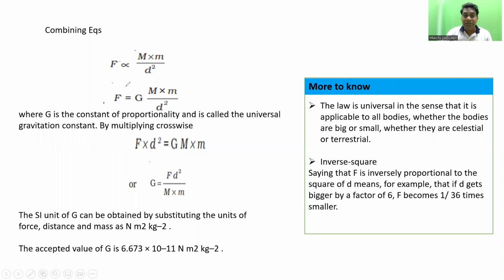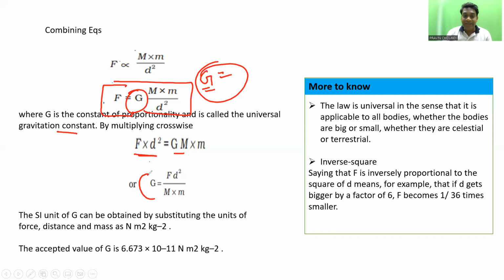Or we can write F is equal to G M into m by d square. So what is capital G here? Capital G is the constant of proportionality and it is called the universal gravitation constant. Our main idea here is to find the value of G. Multiplying crosswise, F into d square is equal to G capital M into m, or G is equal to F d square by M into m. By putting in values, we get the value of G, which is 6.673 times 10 to the power minus 11 Newton meter square per kg square.